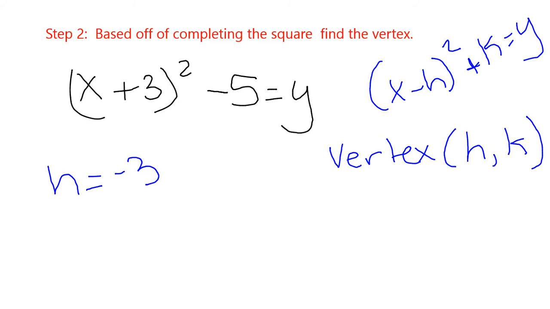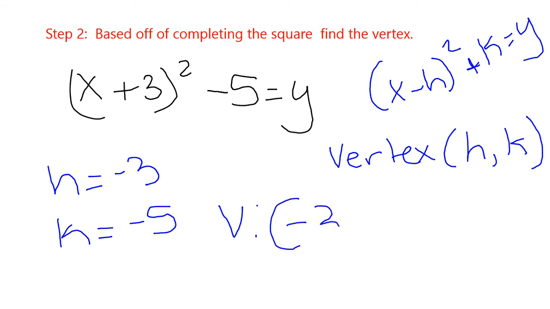And k is out here, and the sign goes with it. And so in this case, k is a negative 5. So now I'm going to write my vertex as a coordinate pair, which is going to be negative 3, negative 5. On the next example, we're actually going to graph it so that you can see where the vertex is on a graph.